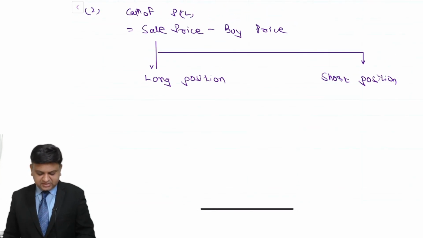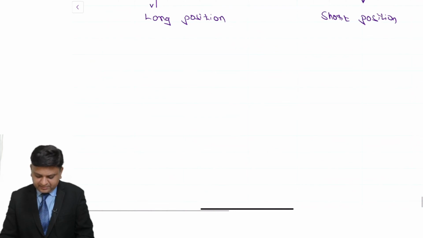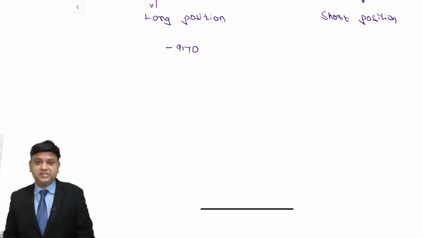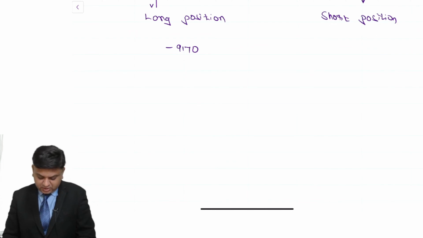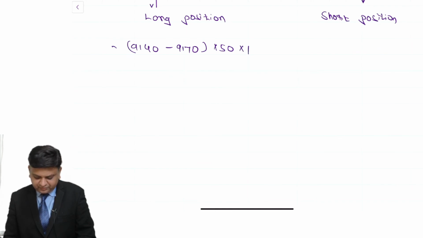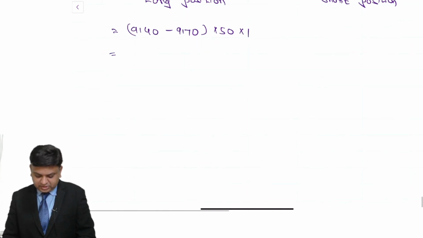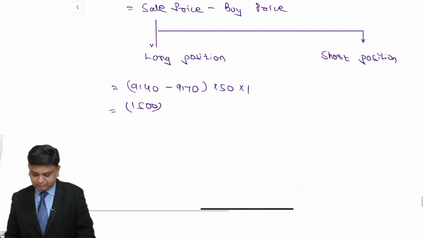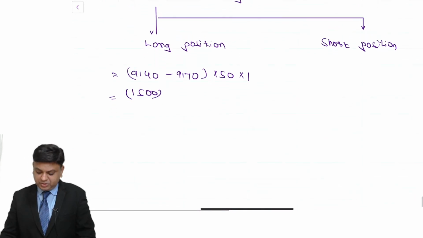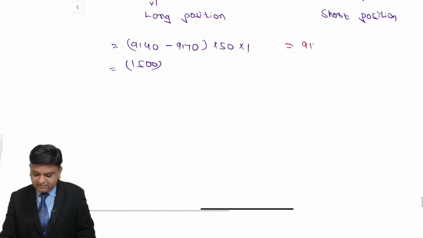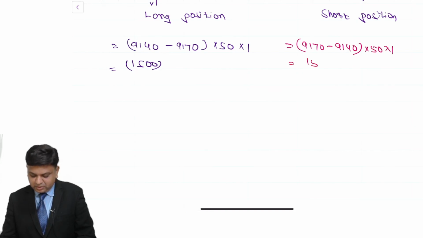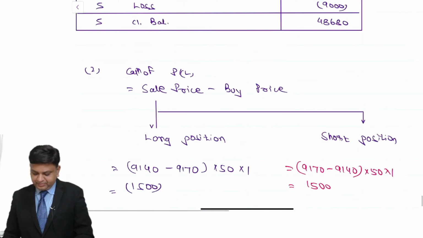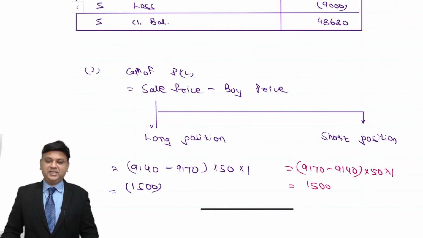As far as the buy price is concerned, in case of long position, buy price is 9170. That is the price at which the contract was entered upon. The last day price is 9140. Into 5050 into number of contracts is 1. So there is a loss of 1500. In case of short position, you will be having sale value at 9170 minus 9140 into 5050 into 1. So there is a profit of 1500. This is the way the amount of the gain or loss is supposed to be calculated.